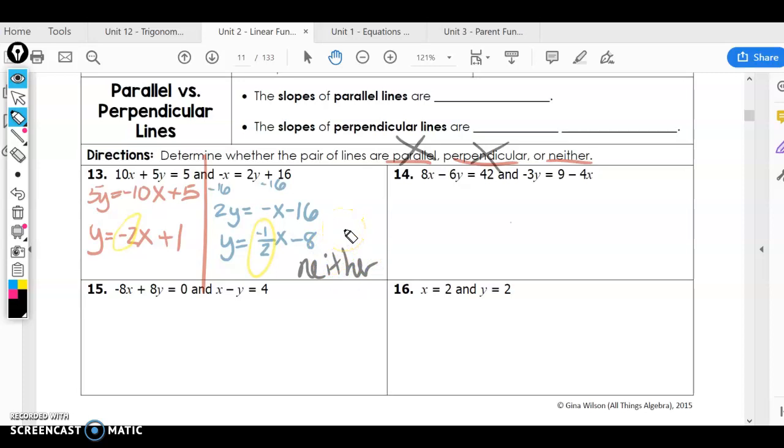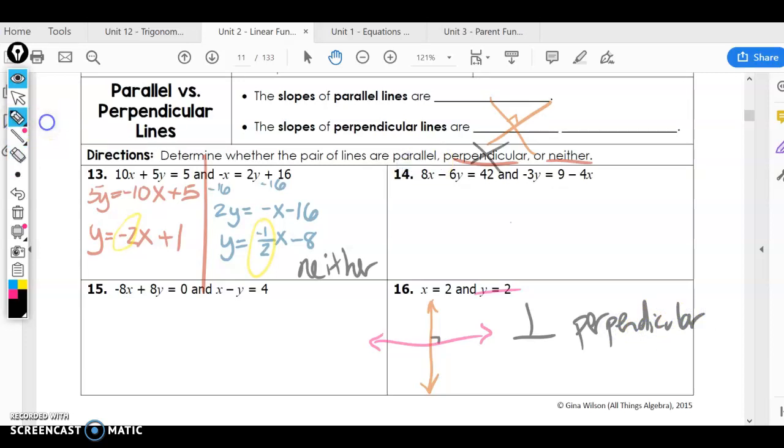Okay, again, perpendicular will need to look like that, intersecting at a right angle. Number 16 is the next one I want to do. X equals 2 is a vertical line just like this. And then y equals 2 is a horizontal line looking like that. You don't really even need to look at the slopes or look at the graph. You can see that they are, in fact, intersecting at a right angle. They are perpendicular. This is the symbol for perpendicular, or you can write the actual word perpendicular. On a side note, the symbol for parallel looks like that.